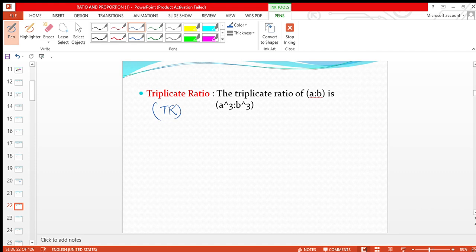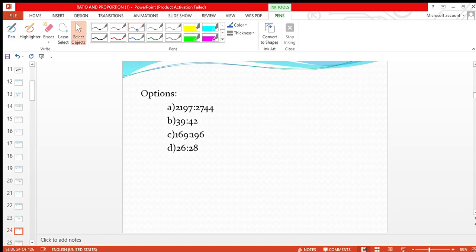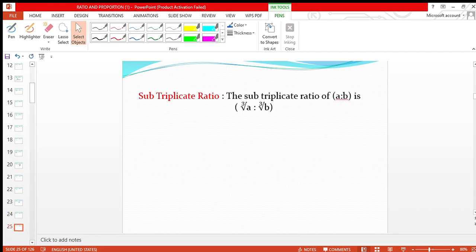Next, find the triplicate ratio of 13 and 14. 13 cube, 14 cube. Answer: 2197 and 2744.